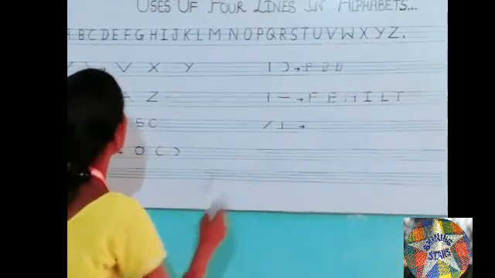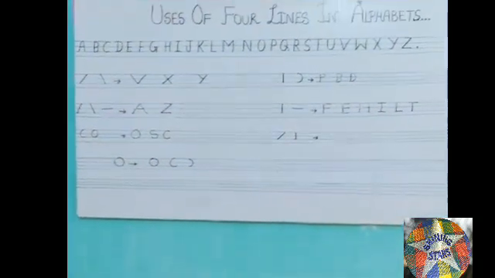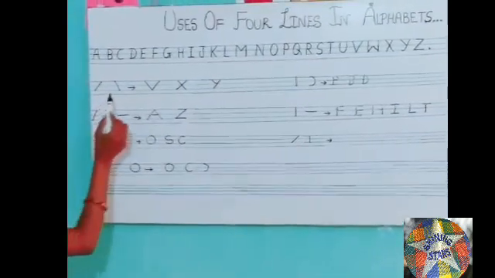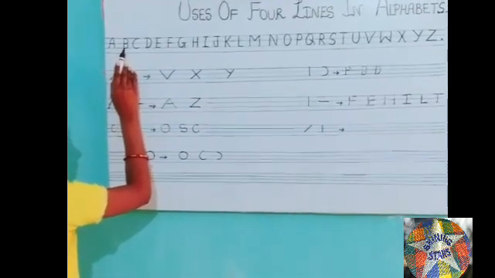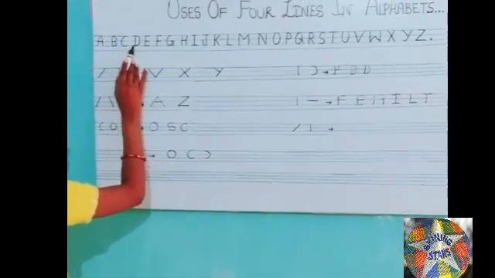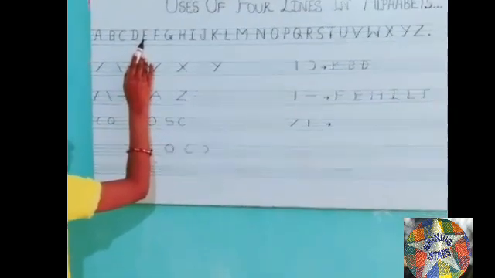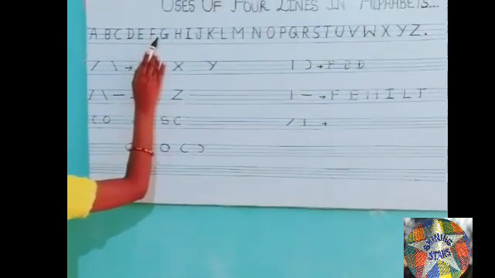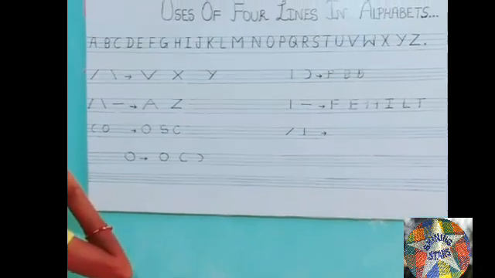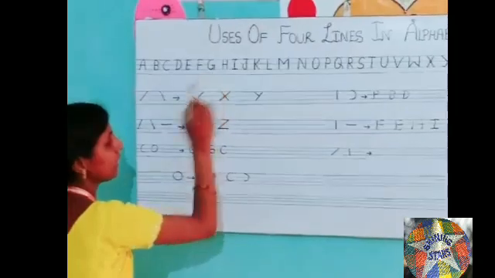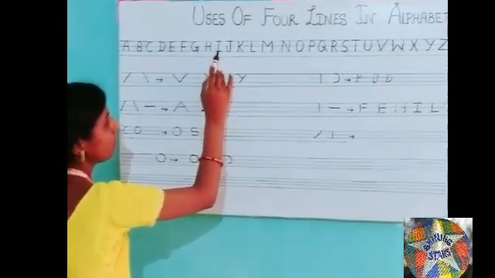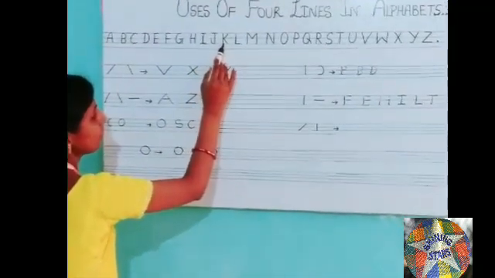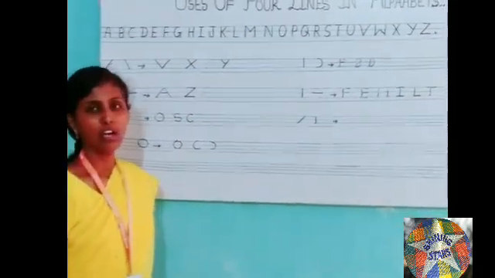Then again you will use a slant line and a standing line. With a slant line and standing line, which letter is there? Find it here. A, no. B, no. C, no. D, no. E, no. F, no. G, find it out. I think no. Standing line and slipping line is no. H, no. I, no. J, no. K, yes, K.